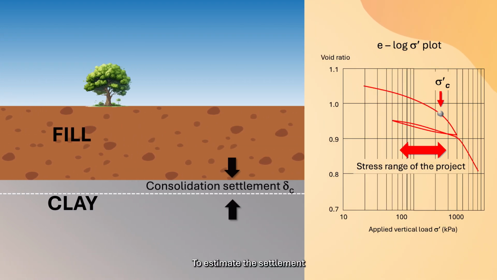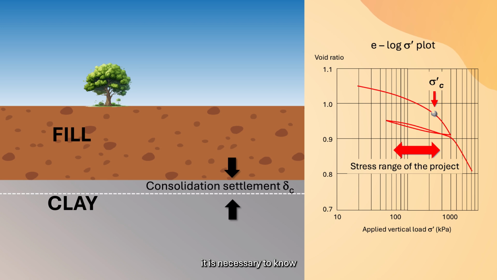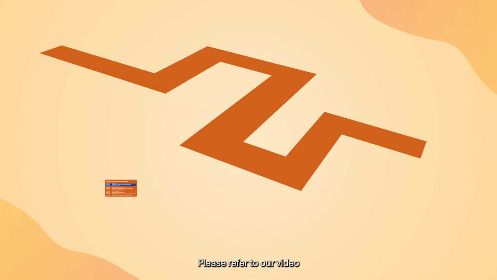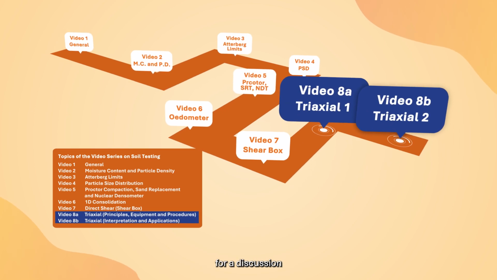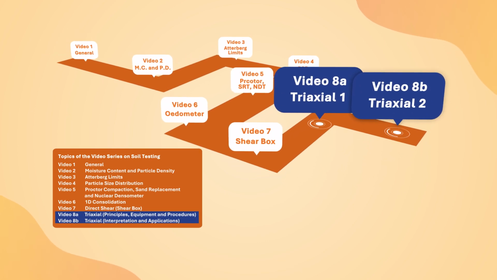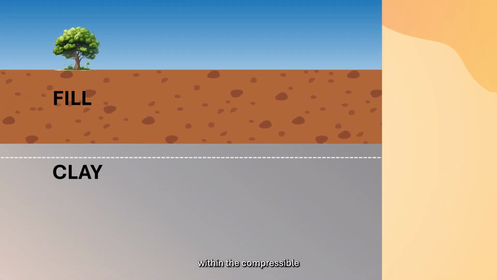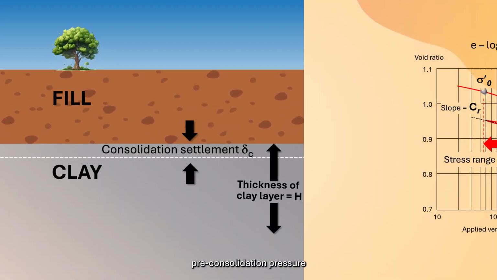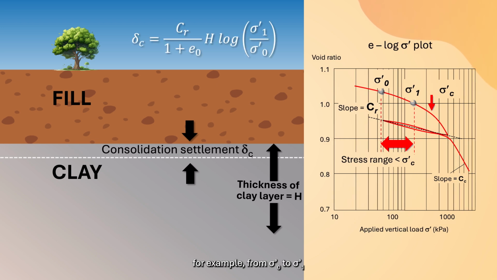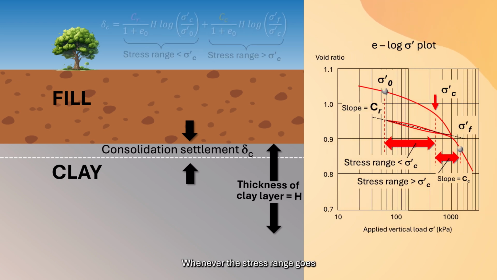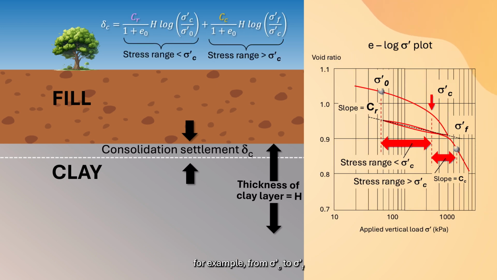To estimate the settlements due to primary consolidation, it is necessary to know the pre-consolidation pressure of the soils and the stress range of the project. Please refer to our video series on triaxial tests for a discussion of relevant stress range. As illustrated here, for an increase in stress within the compressible soil layer that is smaller than the pre-consolidation pressure, for example from sigma 0 to sigma 1, CR is used in the calculation of settlement. Whenever the stress range goes beyond the pre-consolidation pressure, which is from sigma C to sigma F, CC should be used. In the equation shown, H is the thickness of the compressible soil layer on site.